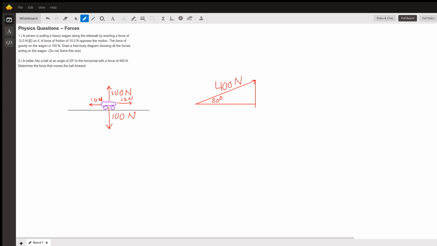So the only unbalanced force is 2 newtons on the right direction. So we could solve for acceleration by that, but we're not doing it.